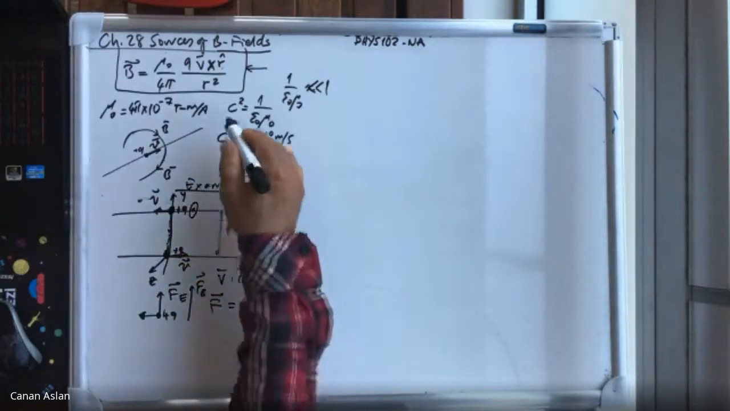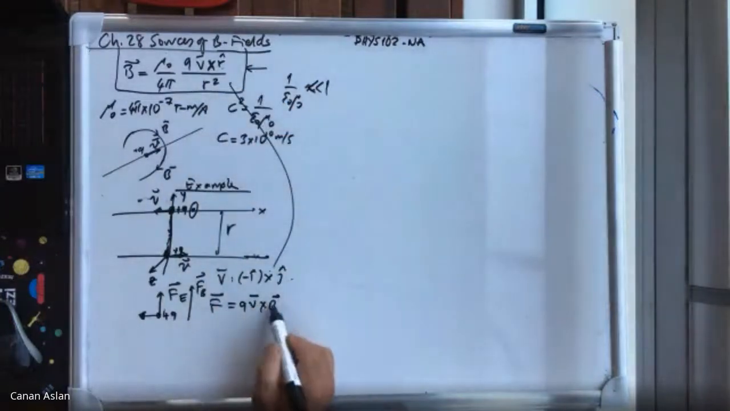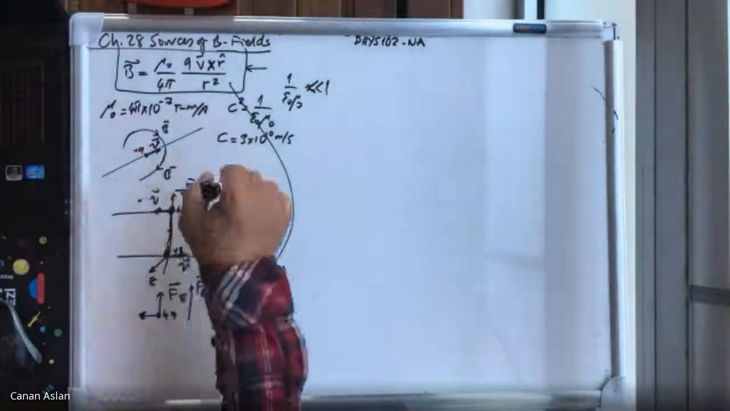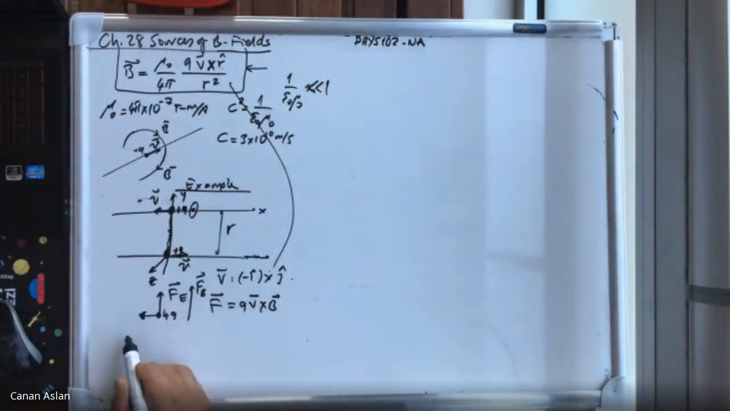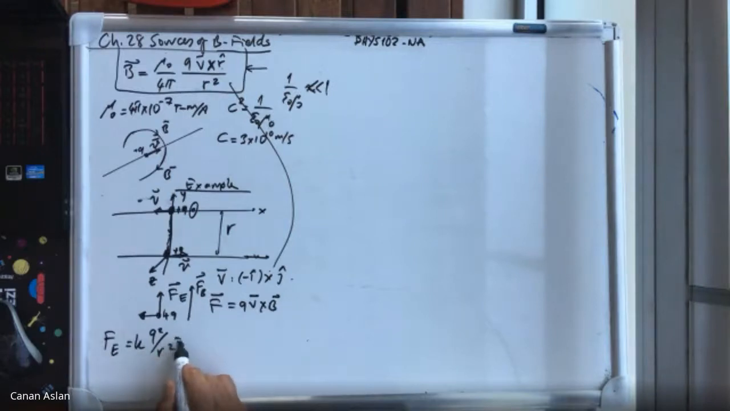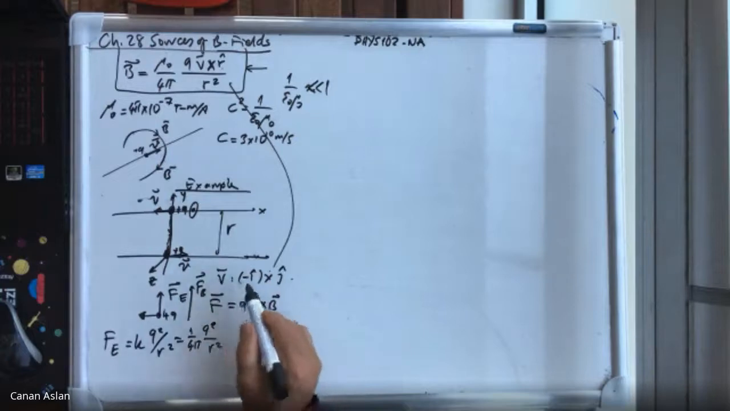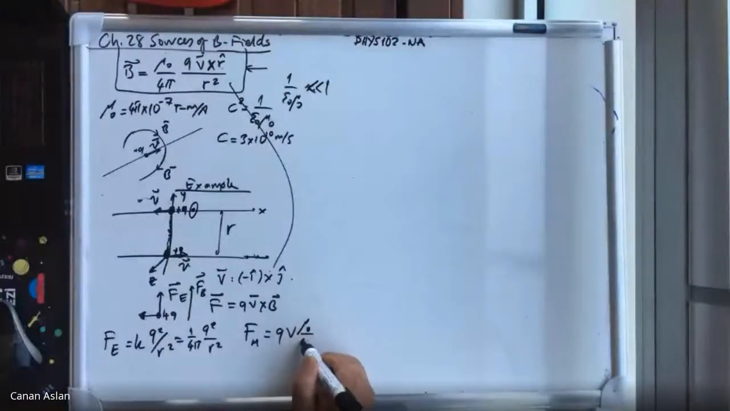So we will use this expression to solve for the magnetic field and insert it here and cross multiply by that. And as you see, all the angles are 90 degrees. So first of all, the electric force is k q squared over r squared, which is 1 over 4 pi epsilon 0 times q squared over r squared. But the magnetic force is just q v B, where B is given by this, mu 0 over 4 pi, q v divided by r squared.